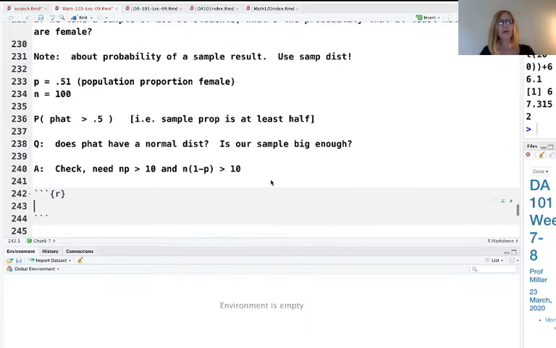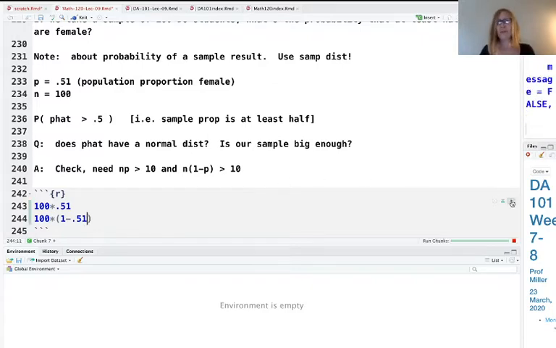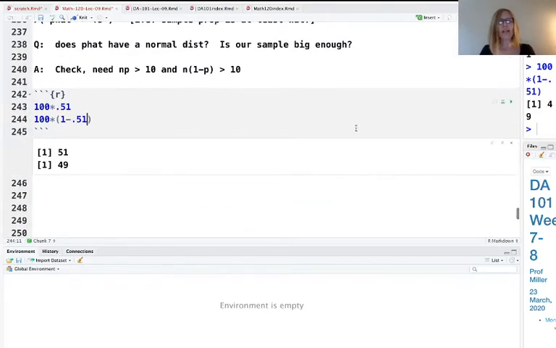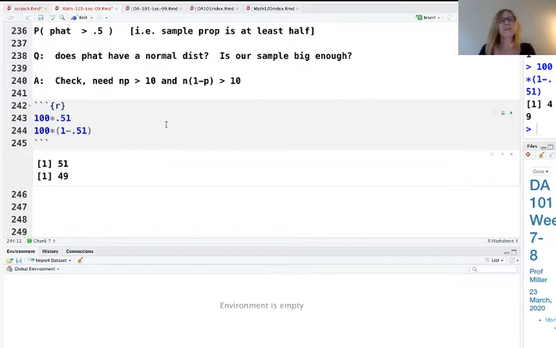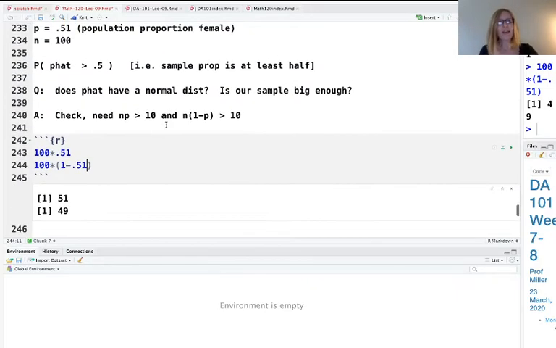So I'm going to use my calculator here. For one of them, that's 100 times 0.51. For the other one, that's 100 times 1 minus 0.51. I'm going to run both of these together. I can see the first one, of course, this math is pretty easy to do in your head, 51. And the second one is 49. So yes, we are good to go. These things are big enough.